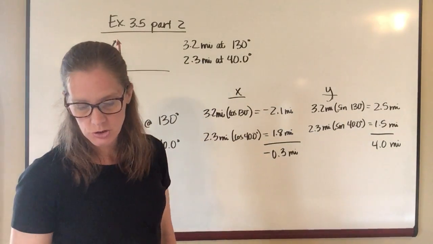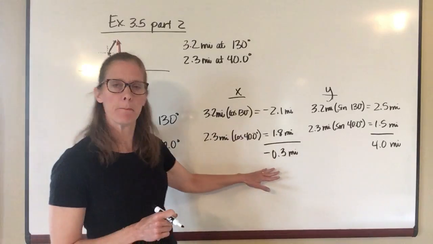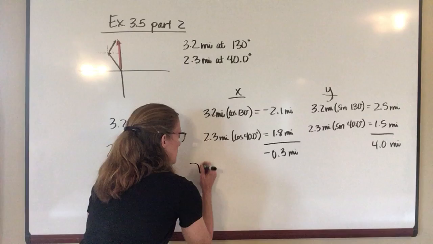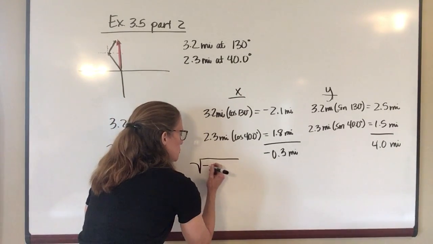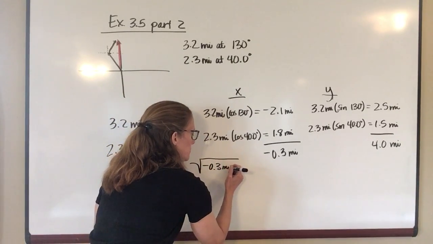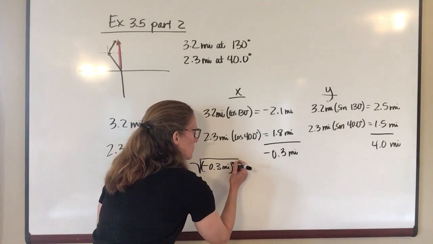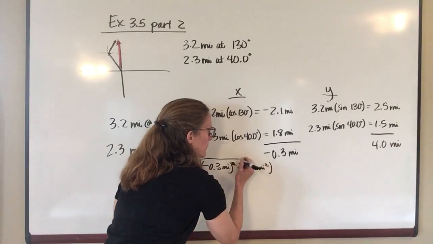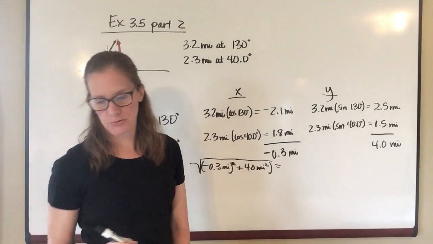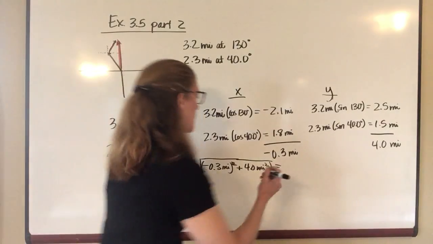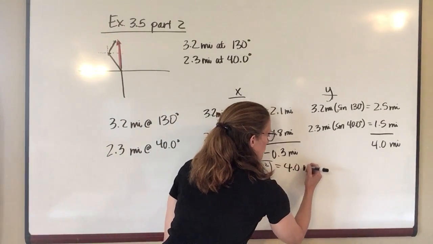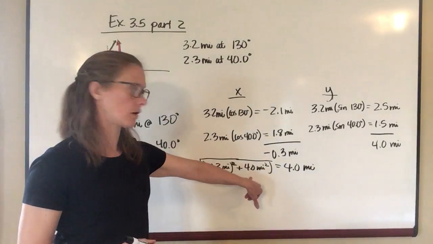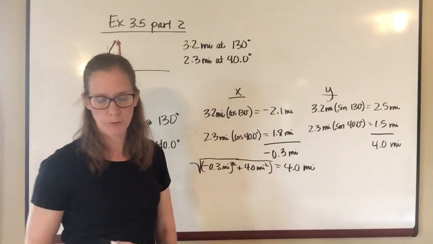So now what I want to do is calculate the magnitude of that resultant vector. For the magnitude, I use the Pythagorean theorem. So I'm going to have negative 0.3 miles squared plus 4.0 miles squared. And then when I take the square root of that, you should end up with 4.0 miles. Significant figures, tenth place here, tenth place here, so I'll have the tenth place in my answer.